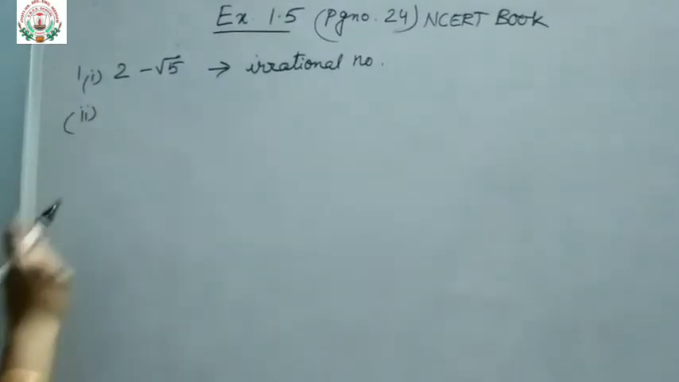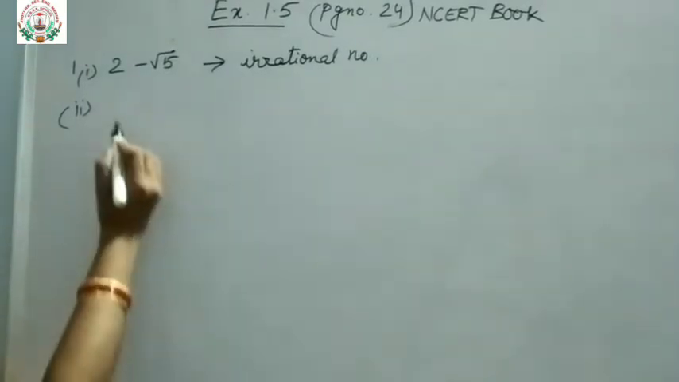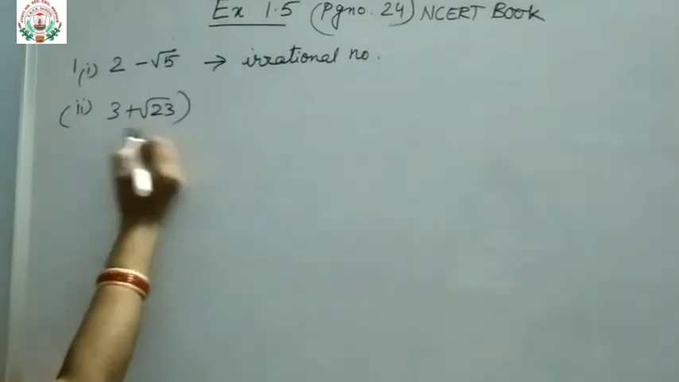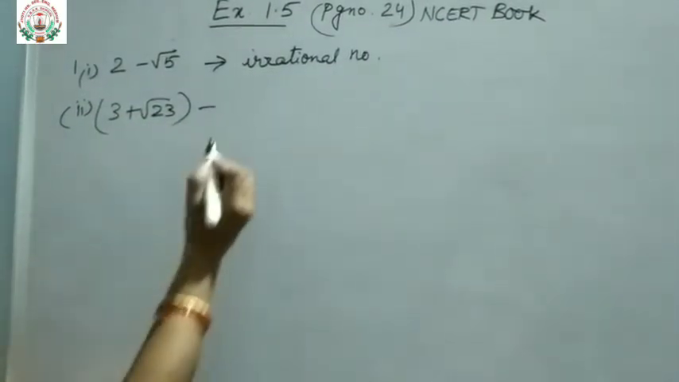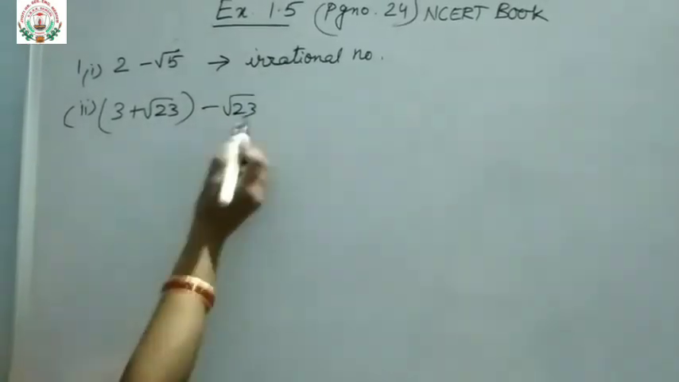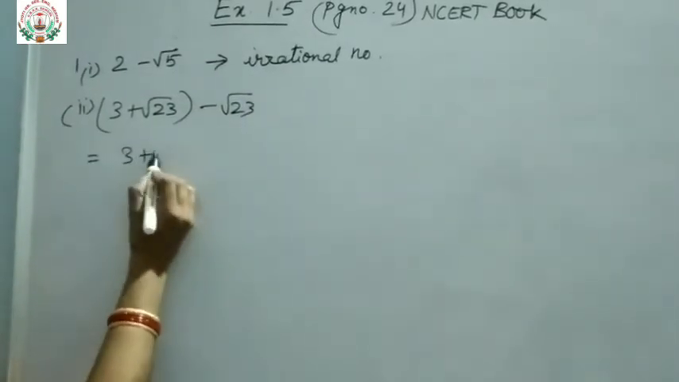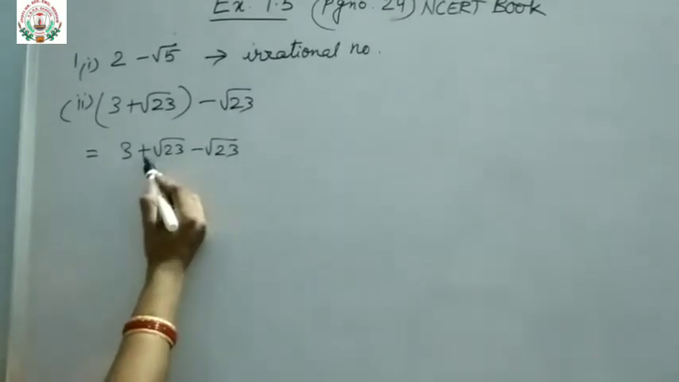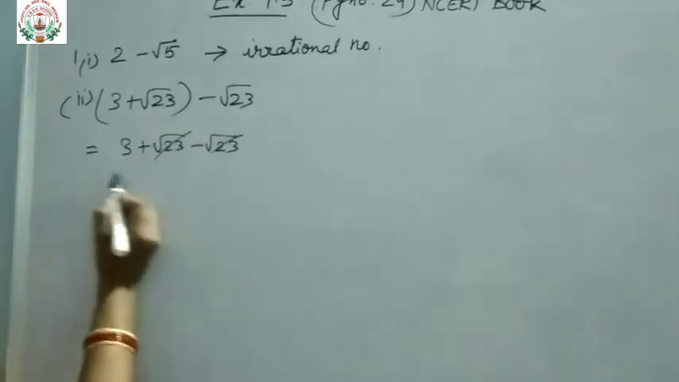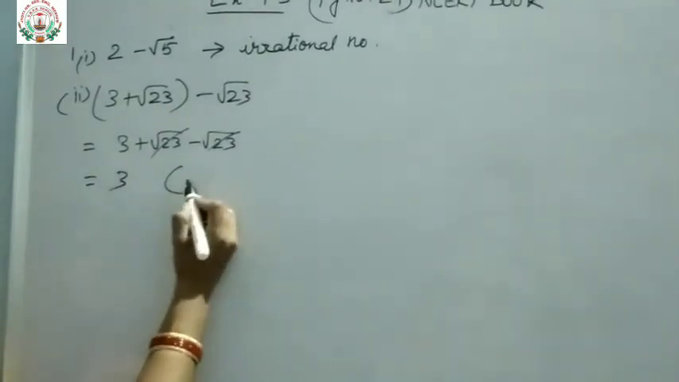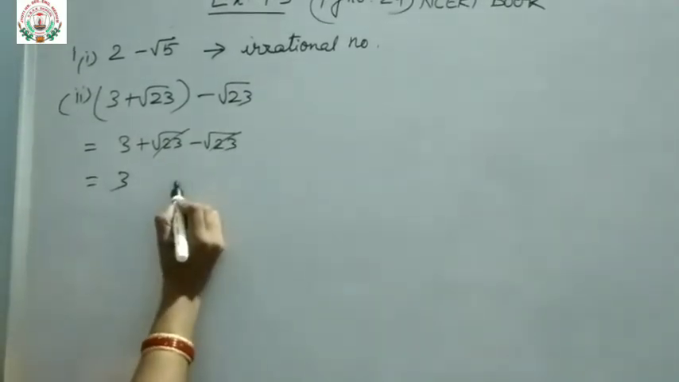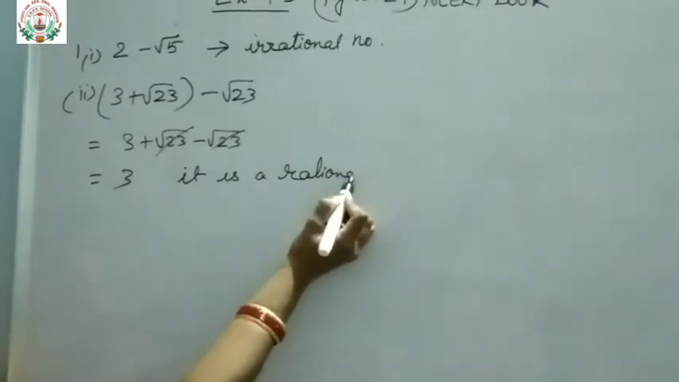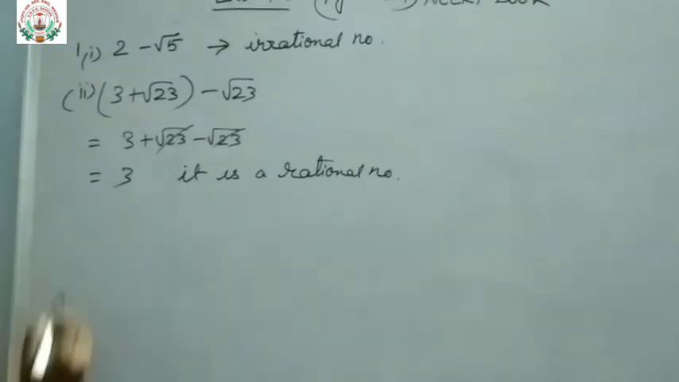Second one, what is it? Just classify. That is 3 plus root 23 minus root 23. So when you open it, what will you get? 3 plus root 23 minus root 23. You know that plus and minus of the same value will get cancelled. So what will you get? 3. So 3 is a rational number. Clear? Second one is clear.